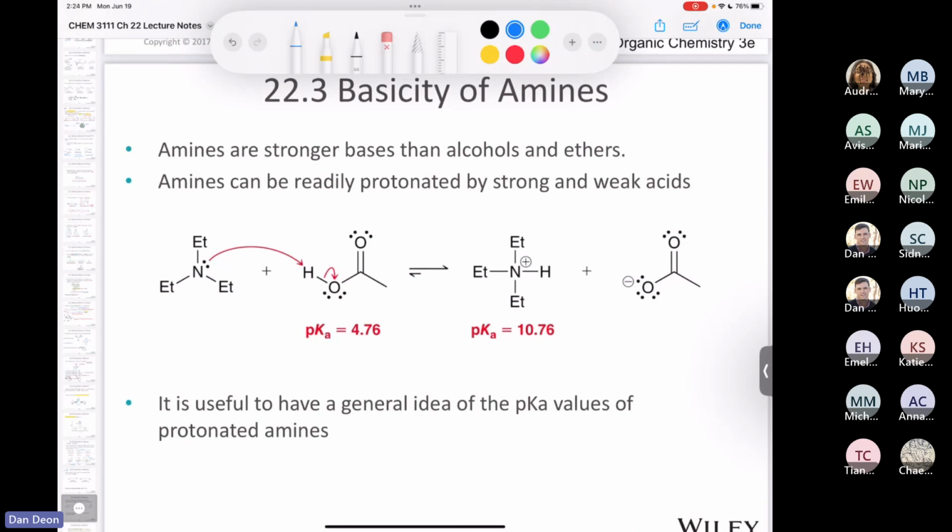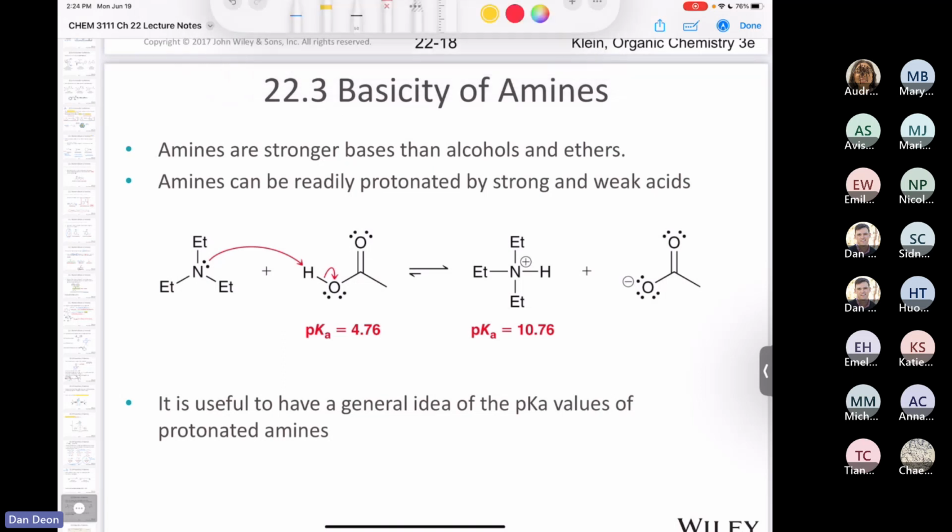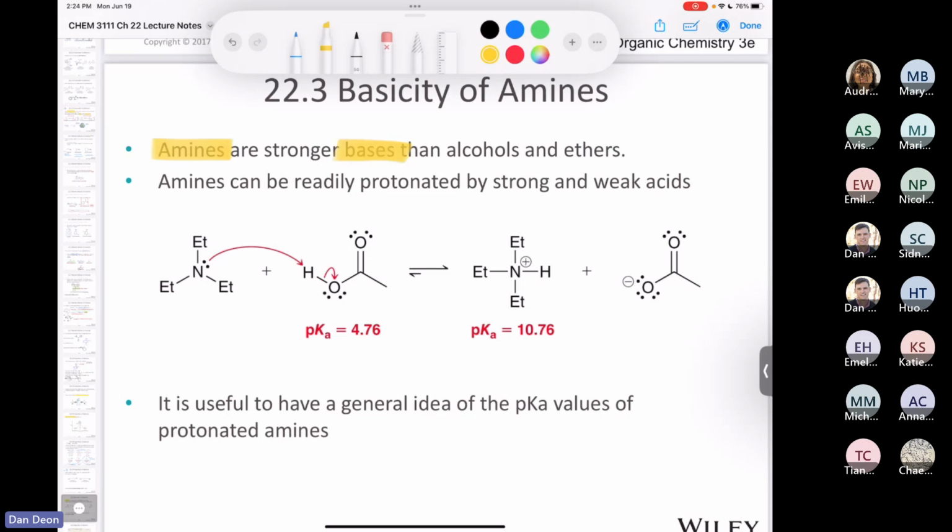It says here that amines are stronger bases than alcohols or ethers. So amines are proton acceptors, right? They're bases. They're weak bases. However, they are bases. They're not strong like hydroxide or butyllithium or something like that, but they are bases. So amines are organic bases. I want you to keep that in your mind. Let that be a mantra. Amines are bases. Amines are bases.